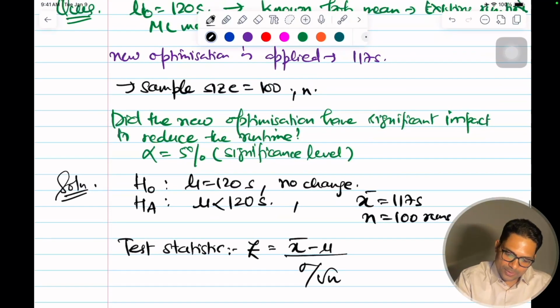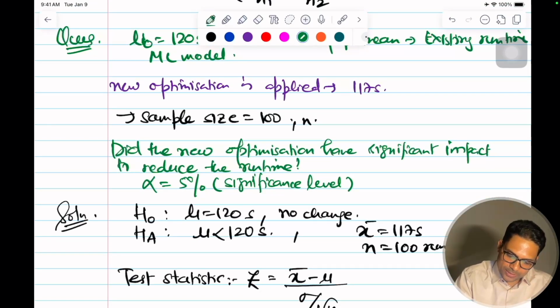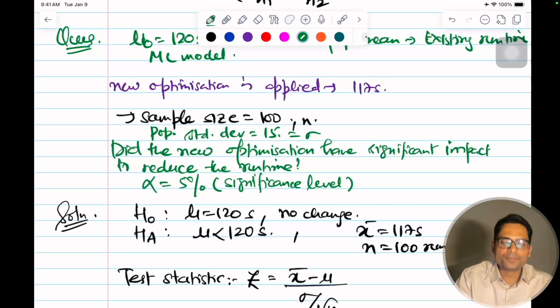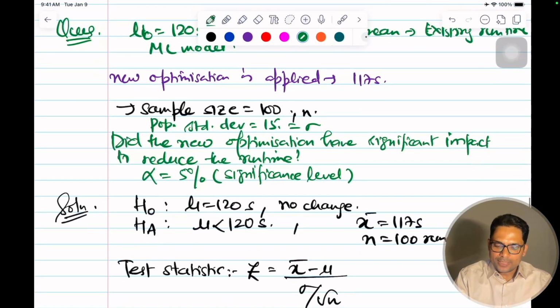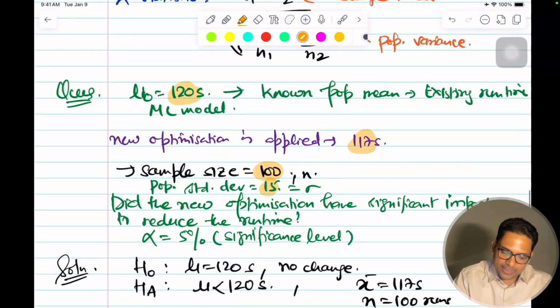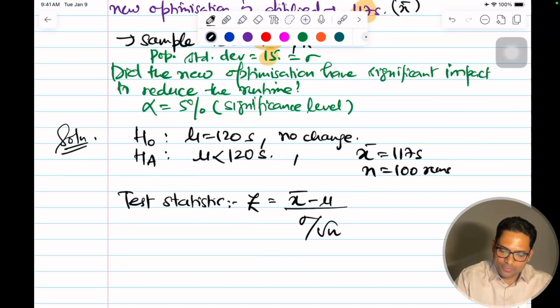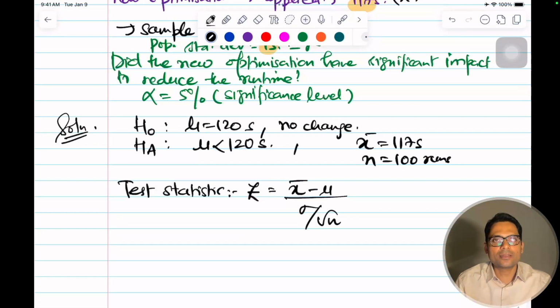We missed it in the problem, so let's write that down. The known population standard deviation, without optimization, is say 15. This is your sigma. So we have 15, 100, 117 seconds, and 120 seconds was the population mean. This is your X bar, this is your sigma, this is your N. All the parameters are here. Now let's put it in and check with the z-score.